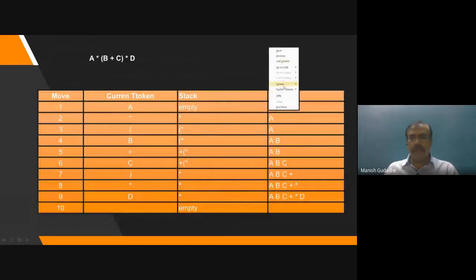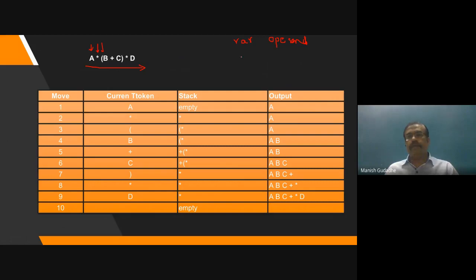Now see here, a very small expression we are taking. We have to scan it from left to right, one symbol at a time. Now this symbol can be a variable or an operand. First case, what do we have to do? If it is an operand, directly push it into the output string. Or it can be an opening parenthesis, a closing parenthesis, or an operator.